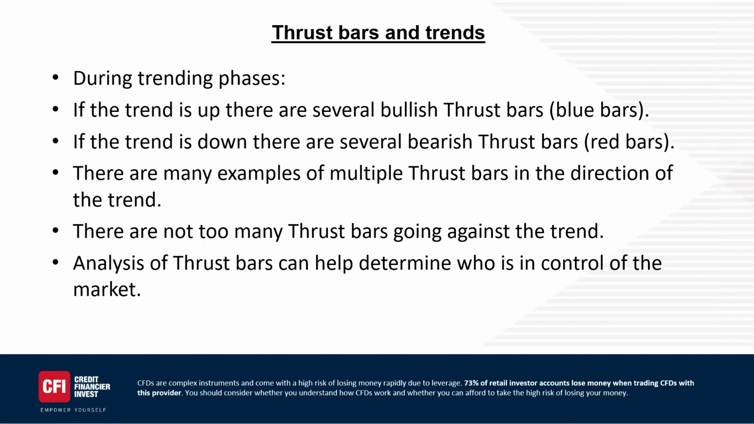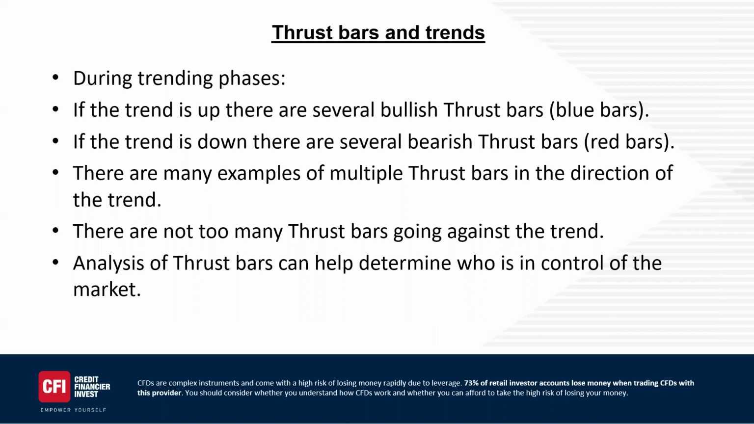So a few notes here about trending phases and thrust bars. If the trend is up, you'll tend to see several of these bullish thrust bars, in other words, the blue bars which I showed you. If the trend is down, you will tend to see several bearish thrust bars, again, the red bars that I showed you. And there are many examples of so-called multiple thrust bars in the direction of the trend. So you'll get double thrust or triple thrust in the direction of the trend, because when the market is trending, it should be quite easy for it to move in the direction of the trend.